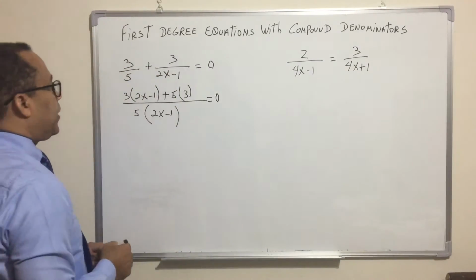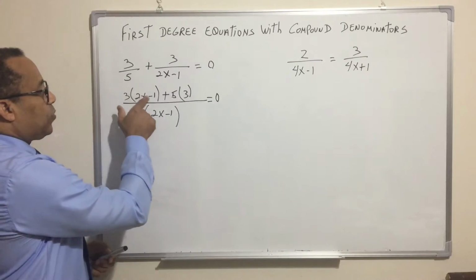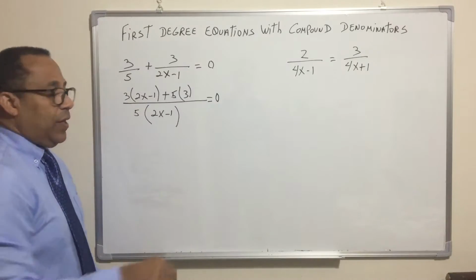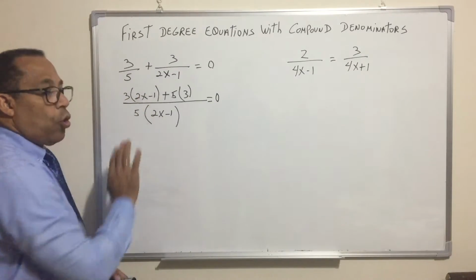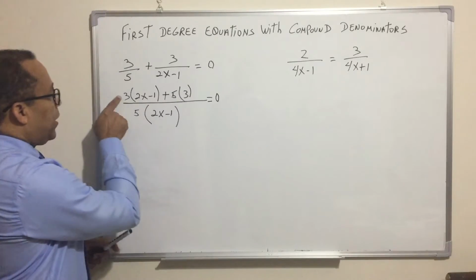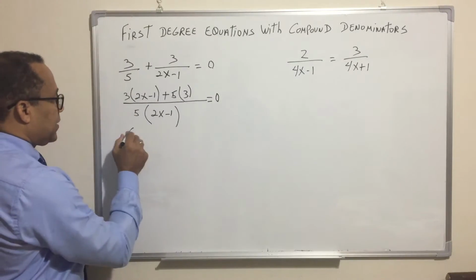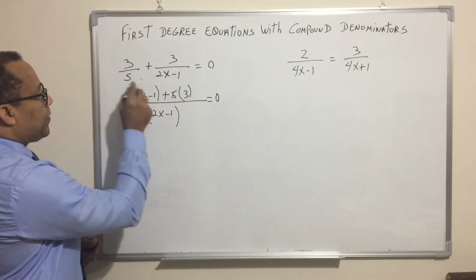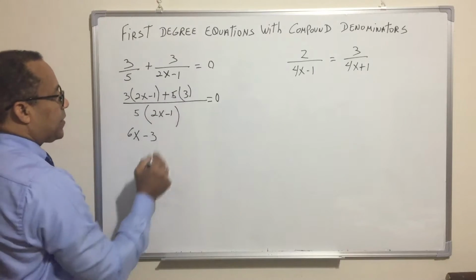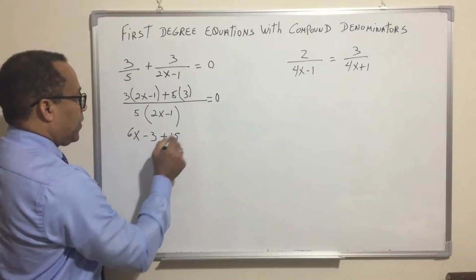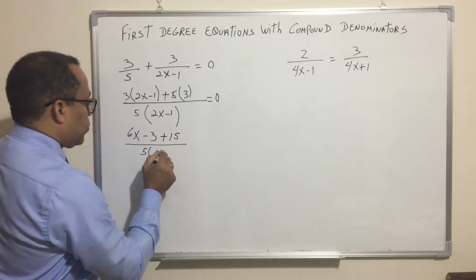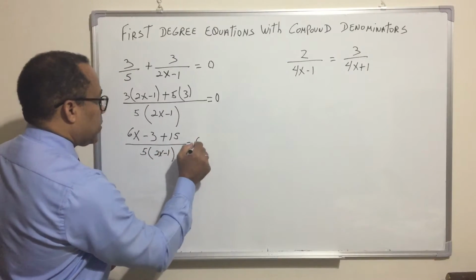Let's solve the numerator. We are multiplying 3 times 2x minus 1 plus 5 times 3. Let's multiply. Remember, the number 3 multiplies all the terms inside the parentheses. So we are multiplying 3 times 2x, 6x. 3 times negative 1, negative 3. 5 times 3, positive 15. Over 5 times 2x minus 1 equals 0.